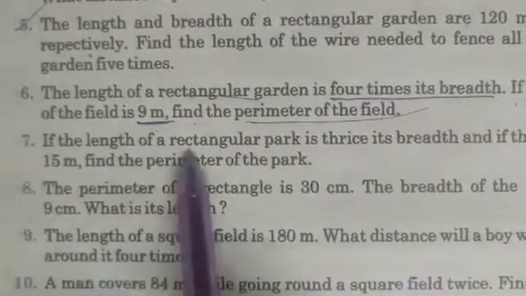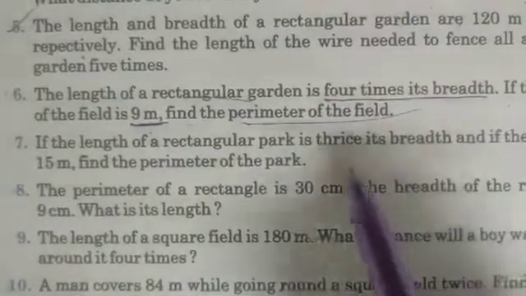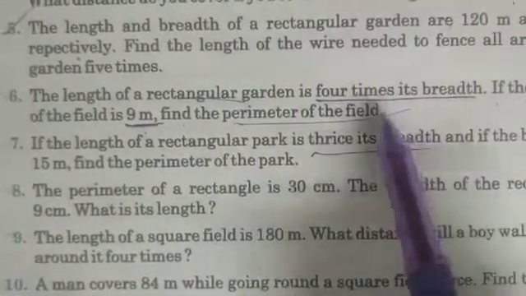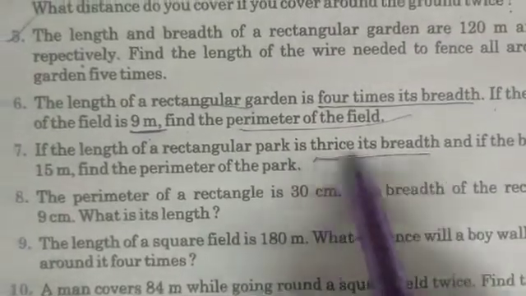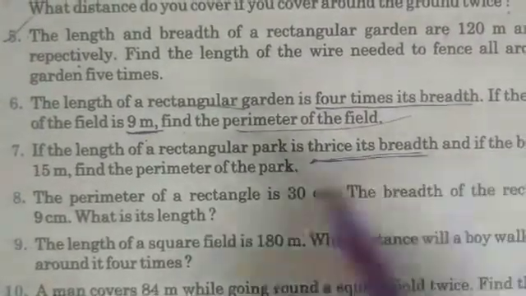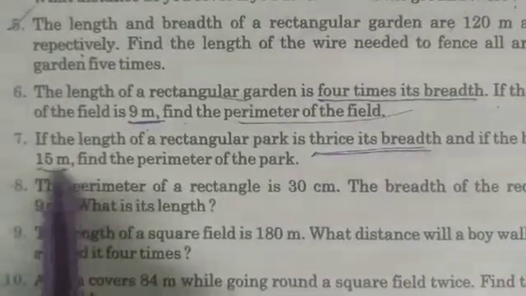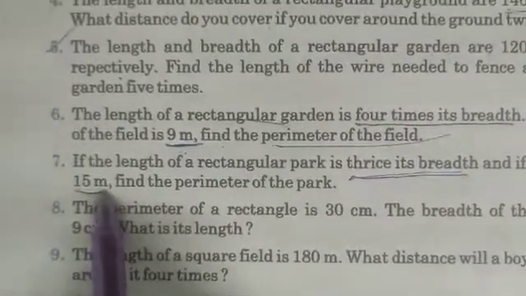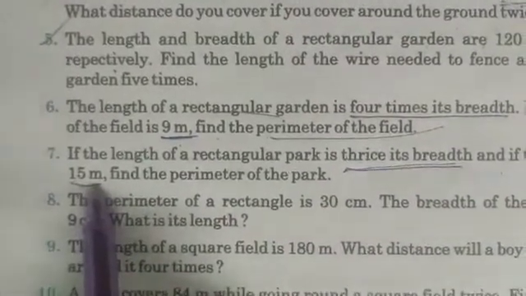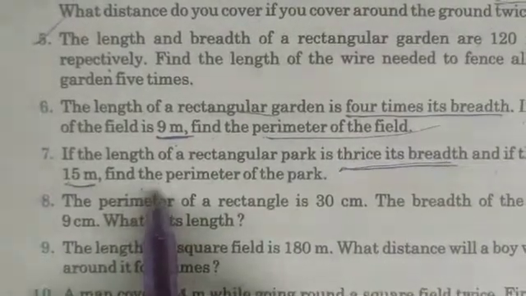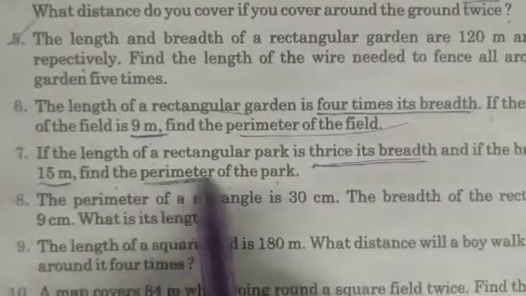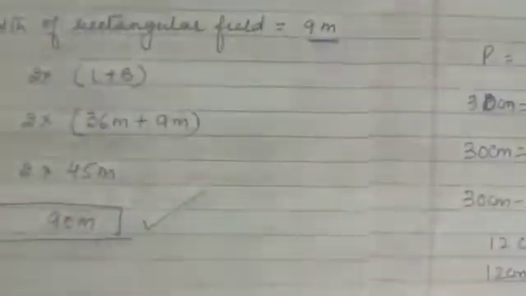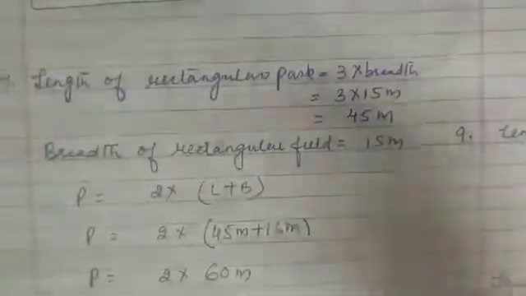If the length of a rectangular park is thrice of breadth. Again, in the previous question it was 4 times, here it is thrice. And if the breadth is 15 meter, here 15 meter is breadth, what will be the length? 15 multiplied by 3. Find the perimeter of the park. The same method you have to follow.